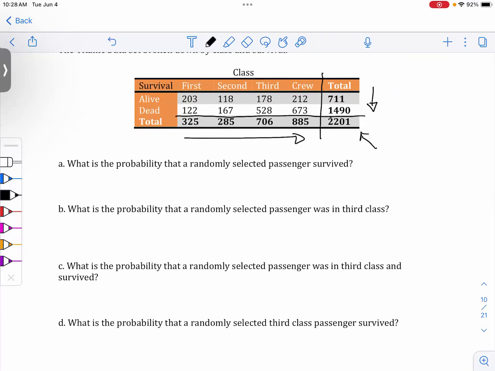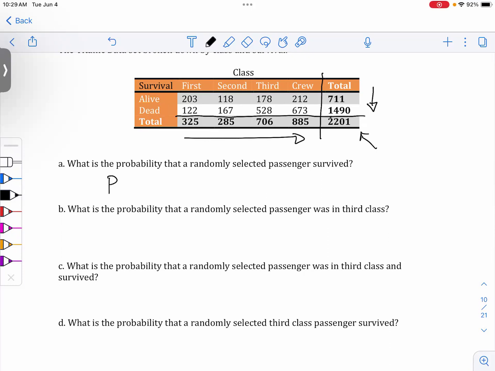And then once I'm here, we can answer all kinds of questions about probabilities. But that is always your first step with a 2-dimensional table like this. And tables are so commonly occurring that you just have to know how to read them and then deal with the values. So what is the probability that a randomly selected passenger survived?